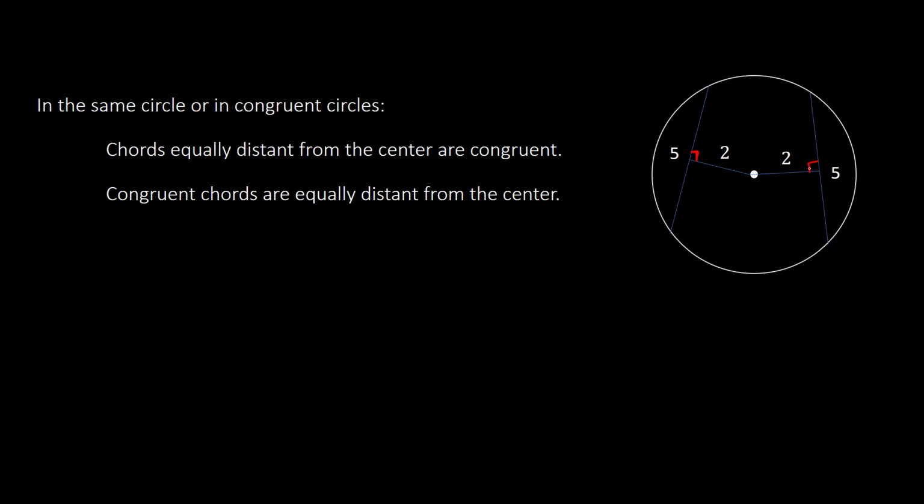And the converse of that theorem is also true. That says that congruent chords, so if these chords are both 5 inches, would be equally distant from the center. So if we were to measure the distance from the center to each of these congruent chords, we would find that they would be the same measure.